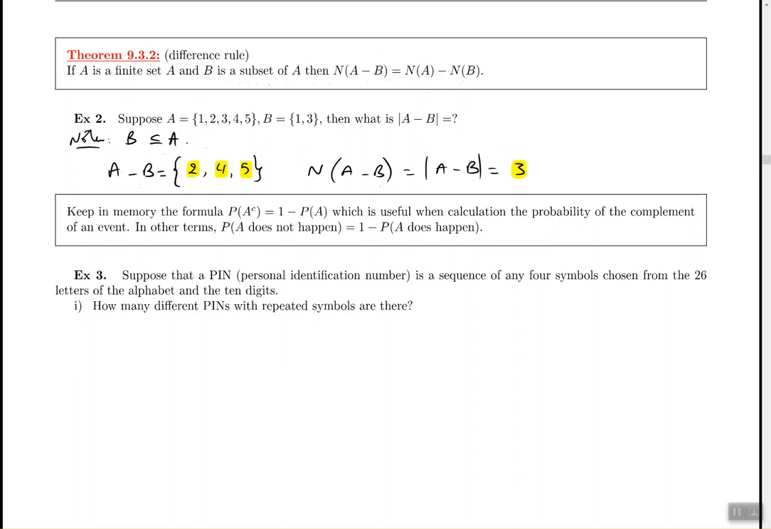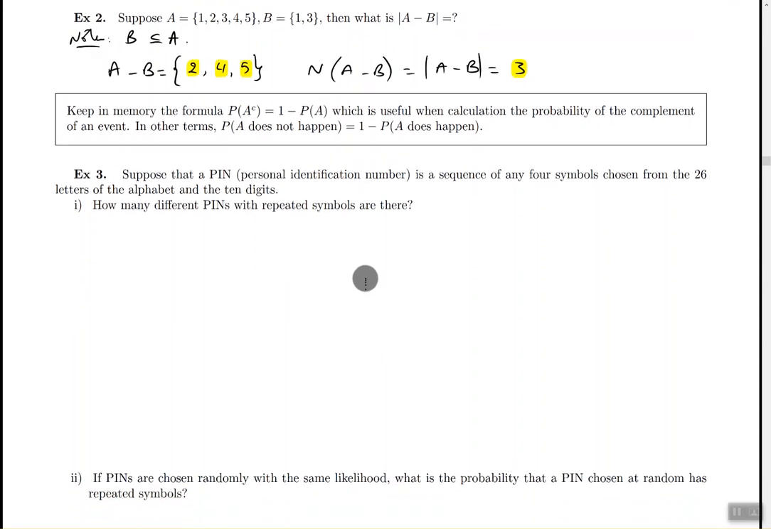But in practice, the sets that we're going to be counting are going to be huge. This is the reason why we have to do the difference rule. Sometimes it's very difficult to tell what B is, but we can tell what is not inside of B, the 2, 4, 5, for example, or vice versa.